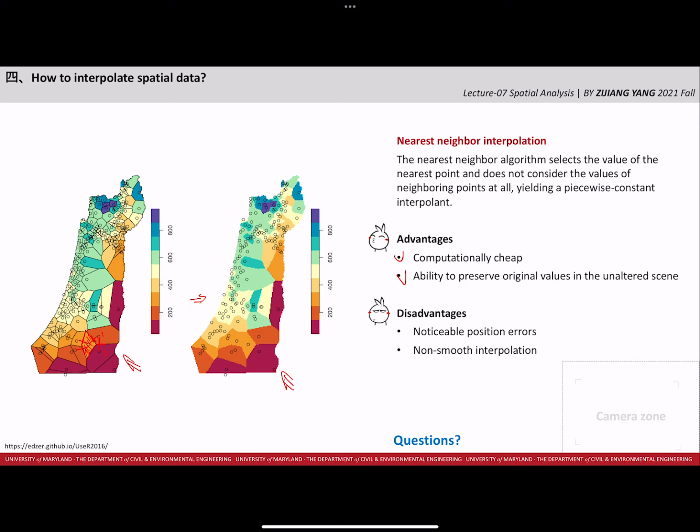But it also has some disadvantages, like it has noticeable position errors. For example, if I'm interested in the concentration here, empirically we know that the concentration could not equal this one or this one. It should have something in between, but it cannot reflect this. And again, it is a non-smooth interpolation method.